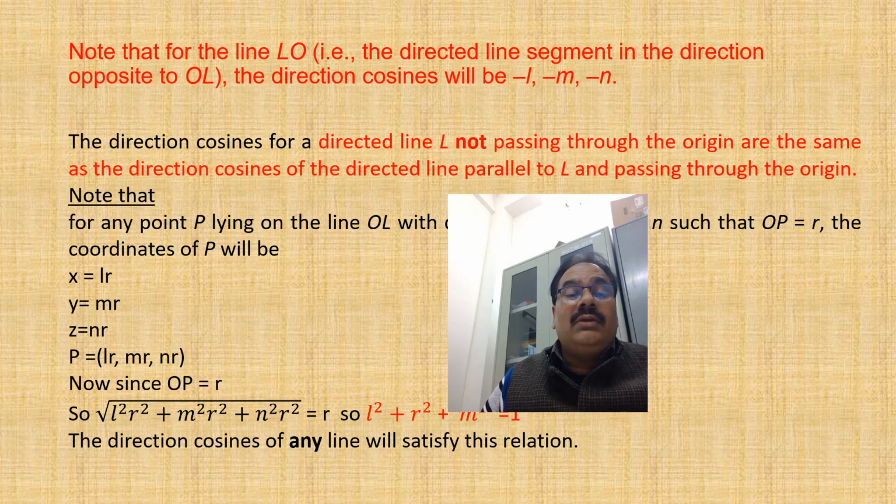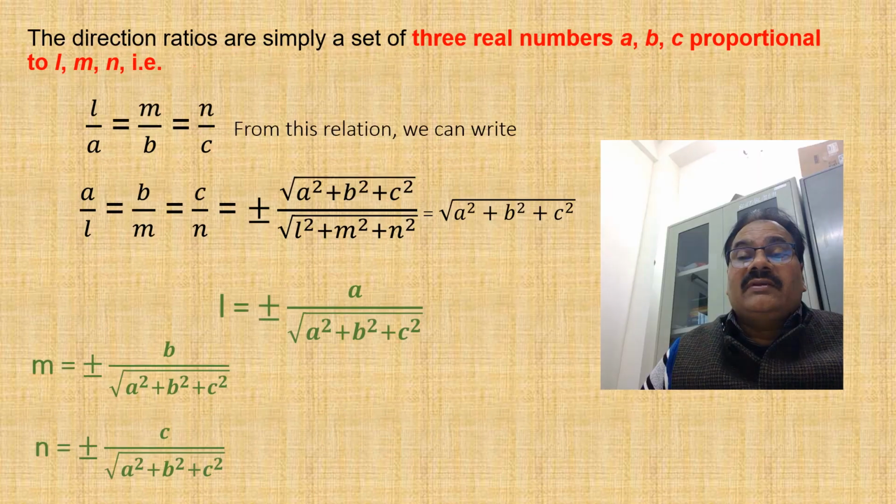It means any point will be lr, mr and nr where OP is r, and x square plus y square plus z square is equal to r square. Now from here we will have one equation, l square plus m square plus n square is 1. The direction cosines of any line will certainly satisfy this relation.